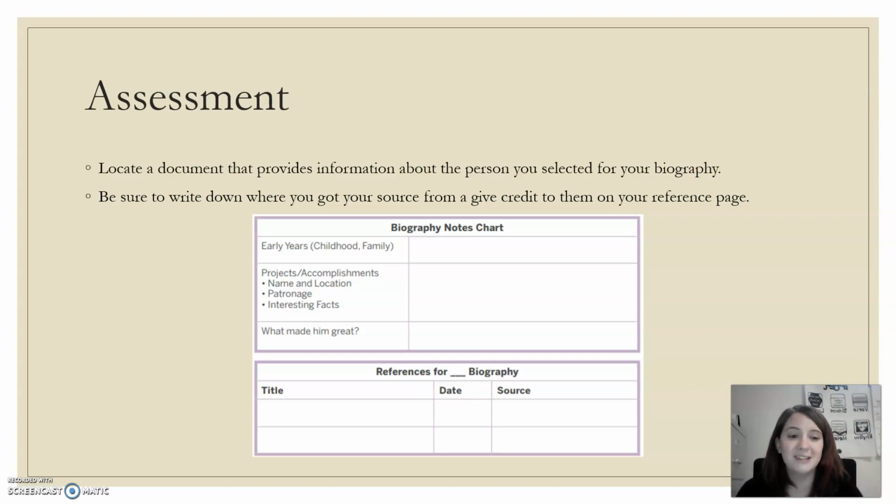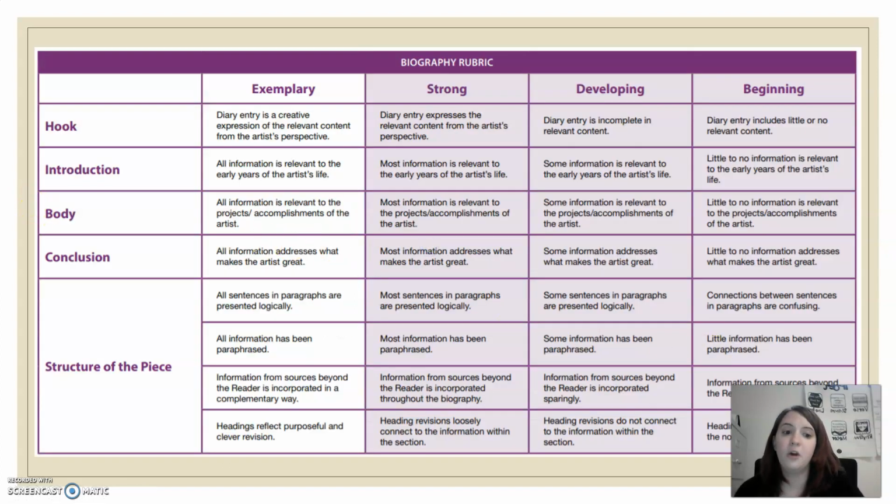So this is what your assessment is for today. You've already completed this biography chart for the reader. We want you to complete this now using a second resource, and then make sure you're referencing it below. And always, always, always, we want to refer to our rubric. This is what we are looking for when we are grading your biography. Be sure to look at these details and make sure your biography follows it. And that is the end of today's lesson.